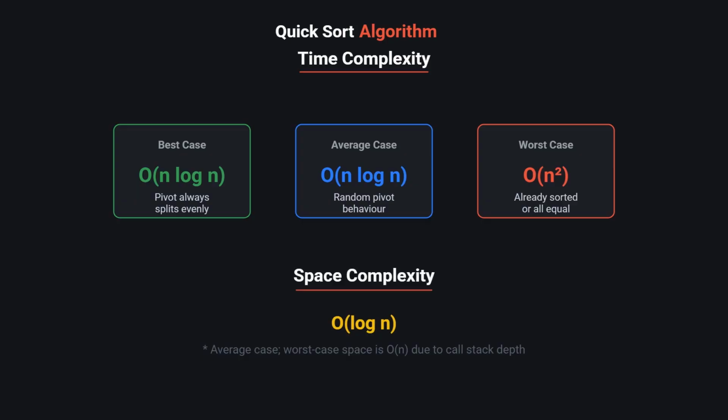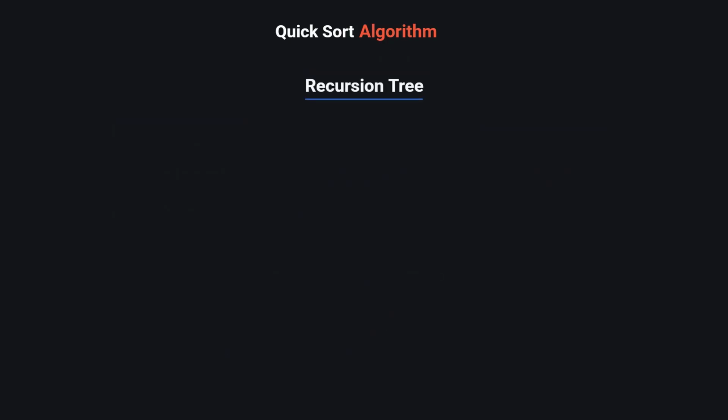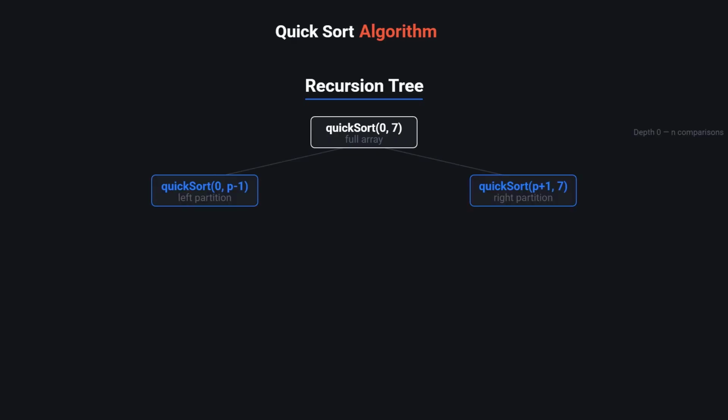Here's why the average case is O of n log n and not something worse. Every call to quicksort eventually calls partition, and partition always does n comparisons across its level of the tree. At depth 1, we have 2 subproblems. Together, they still touch every element once. That's n comparisons total for this level.